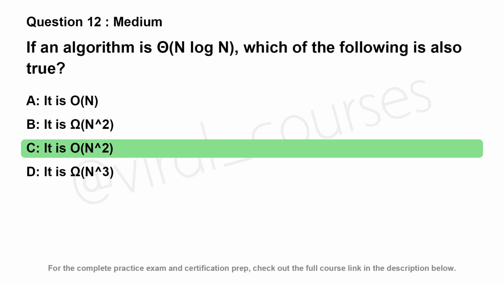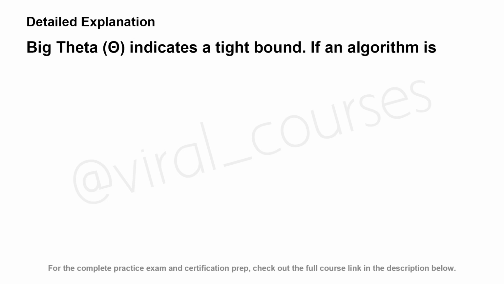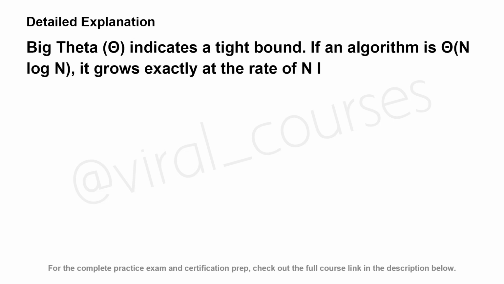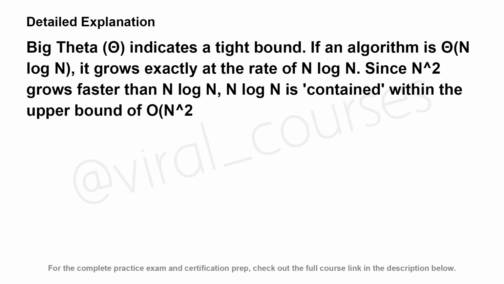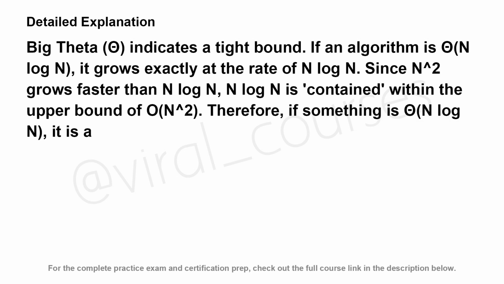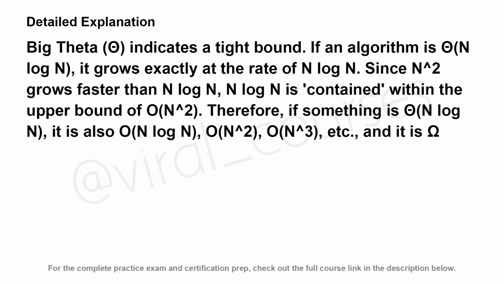The correct answer is C. Big theta indicates a tight bound. If an algorithm is theta of n log n, it grows exactly at the rate of n log n. Since n squared grows faster than n log n, it is contained within the upper bound of O(n squared). Therefore, if something is theta of n log n, it is also O(n log n), O(n squared), O(n cubed), etc., and it is omega of log n, omega of n, etc.